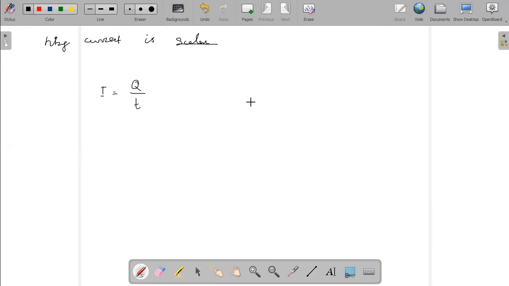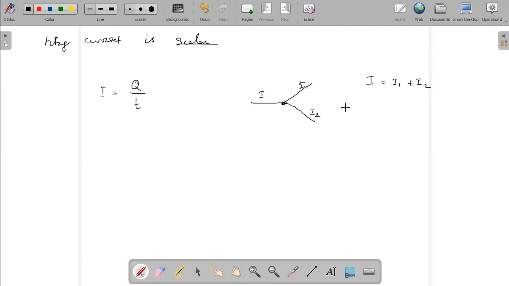Not only that, suppose the current splits. I is the current, and it splits into I1 and I2. So I is equal to I1 plus I2. It's scalar addition. It does not obey vector addition. That's why current is a scalar quantity.